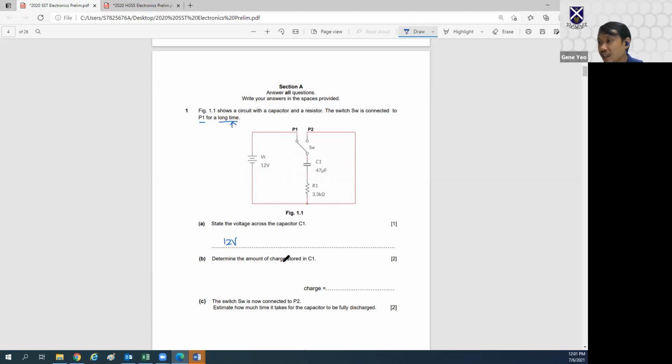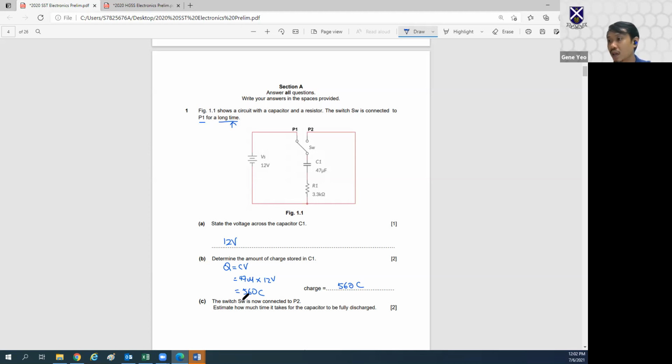Okay, next, determine the charge stored in the capacitor. So you have to know this formula. The charge is CV. Okay, Q equals CV, right? The capacitor value is 47 micro, and the voltage across it, as we saw in part A, is 12 volts. You press your calculator, you should get 560 C. Okay, C stands for Coulomb.